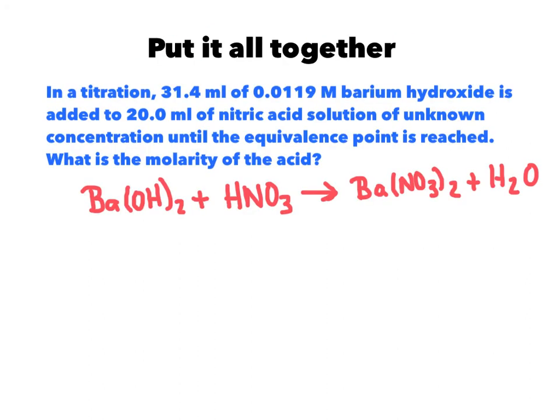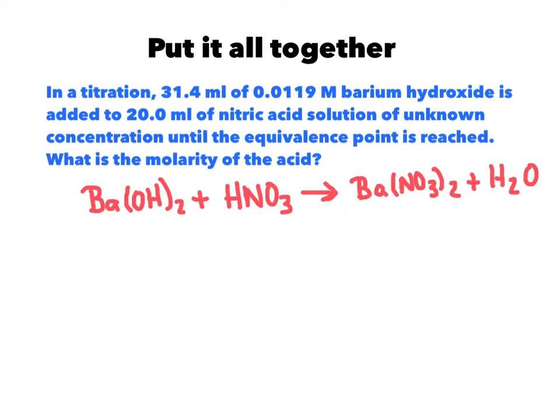Here's a titration problem that involves a strong base being titrated into a strong acid. So you start out with 20 milliliters of the strong acid, in this case nitric acid, and you knew what the concentration of the base was. It is a standardized base with 0.0119 molar, and you needed 31.4 milliliters of it to neutralize it to reach the equivalence point.